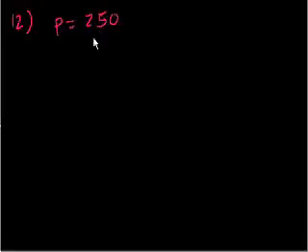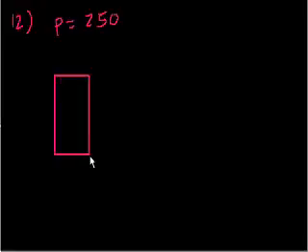Welcome back. We're on problem number 12. The perimeter of a rectangular plot of land is 250 meters. If the length of one side of the plot is 40 meters, what is the area of the plot in square meters? All right, so let me draw a rectangle here.